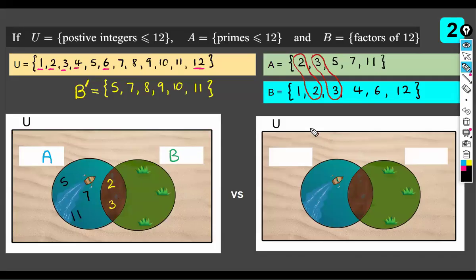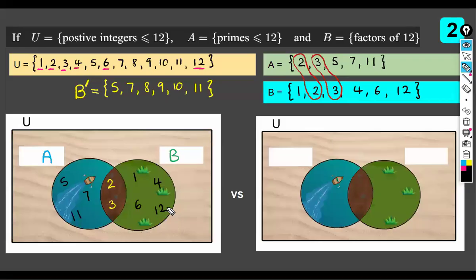And B now, remember, the 2 and the 3 went into where? The mud region. So who is left to live on the grass now? Set B is the grassy area. 1, 4, 6, and 12. Easy stuff, right? But are we finished with that diagram?